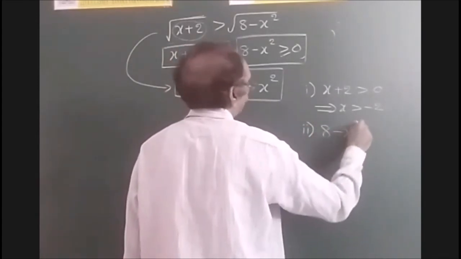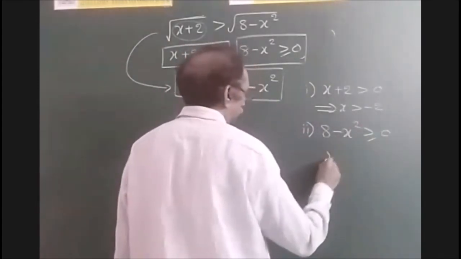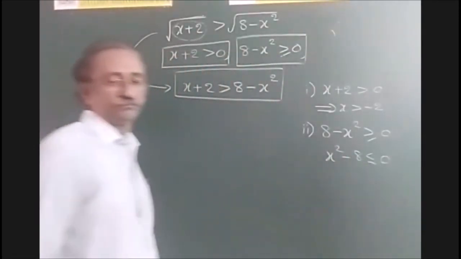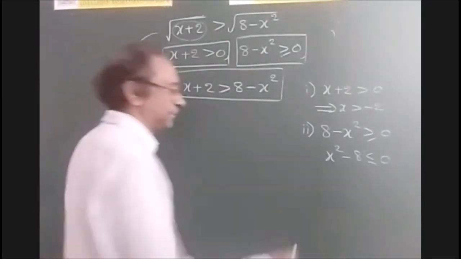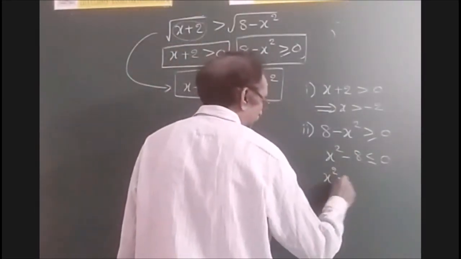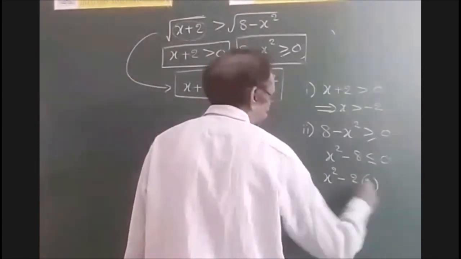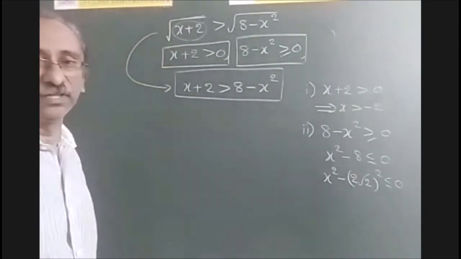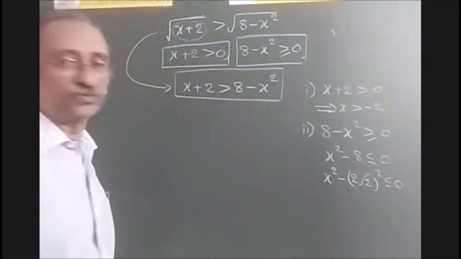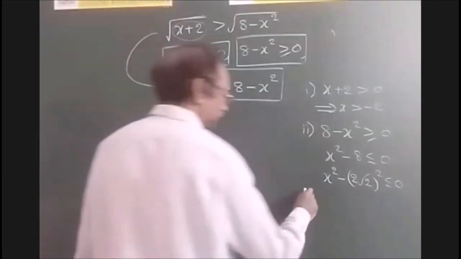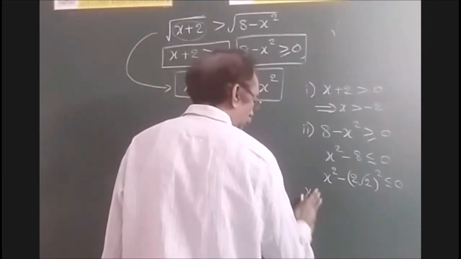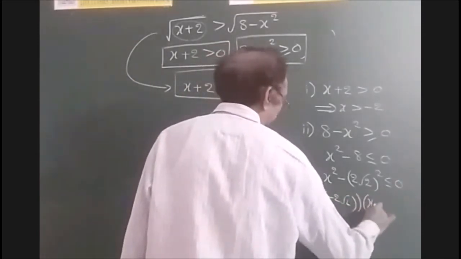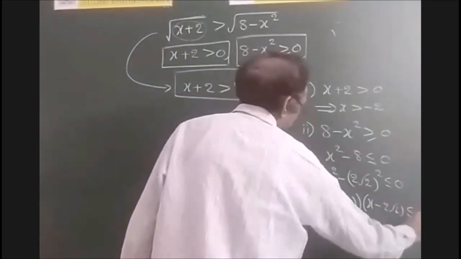8 minus x square greater than or equal to 0, or x square minus 8 less than or equal to 0. So x square minus 8, this can be written as 2 root 2 whole square. That is a square minus b square form, a plus b into a minus b. Therefore, x plus 2 root 2 into x minus 2 root 2 less than or equal to 0.